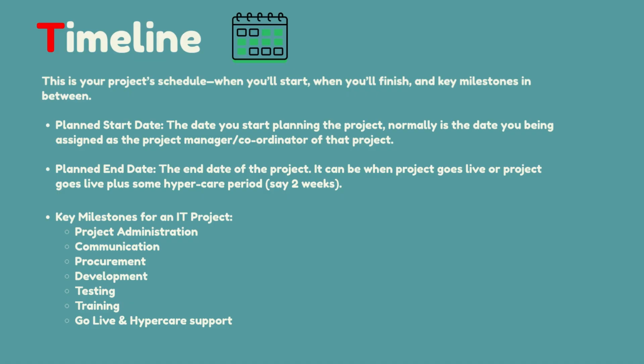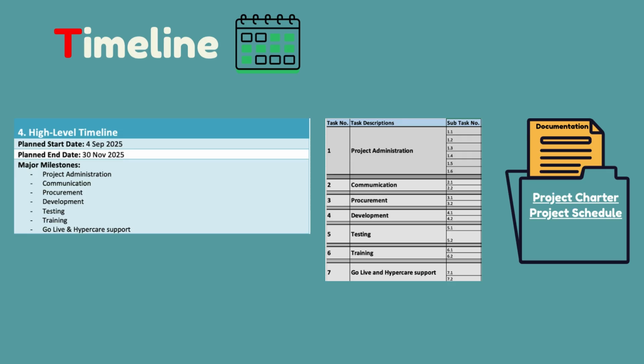Planned end date is the end date of the project. It can be when the project goes live, or project goes live plus some hypercare period, say 2 weeks. Key milestones for an IT project include project administration, communication, procurement, development, testing, training, go live, hypercare support. Back to the scenario for the timeline pieces.